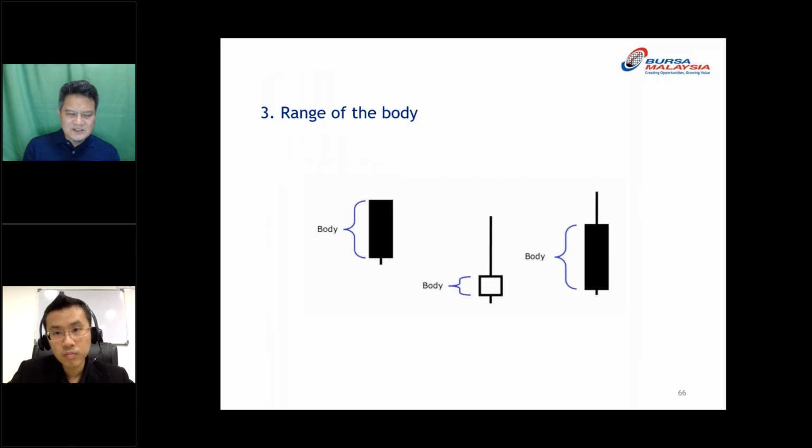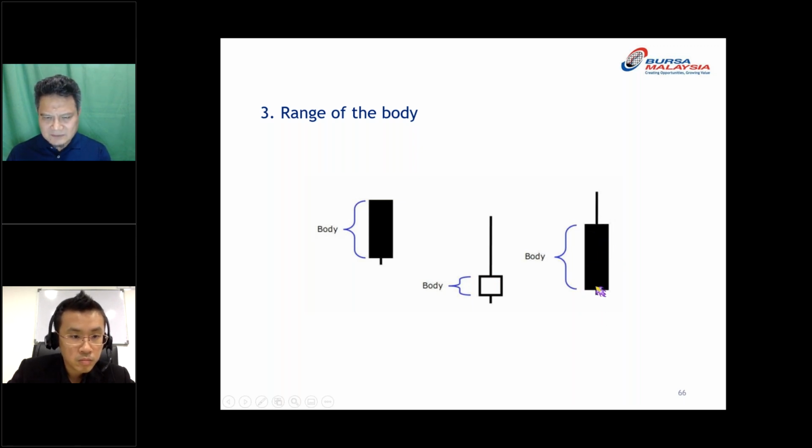The range of the body is the difference between the open and close, either it's black or white. For example, in here, it opens at the high at the top and closes at the low, which means it opens at the top, comes down, and then moves up slightly, then closes slightly higher. In this white one here, it opens at the bottom, then goes high, comes down again, and still closes above the open. So that's why it's white. And the third one opens at the top, comes down, goes up, and comes down and closes slightly higher.